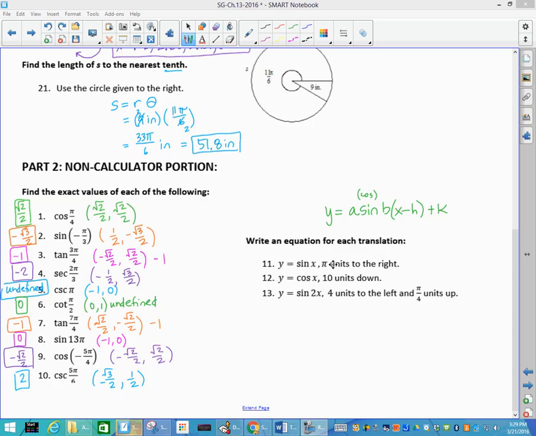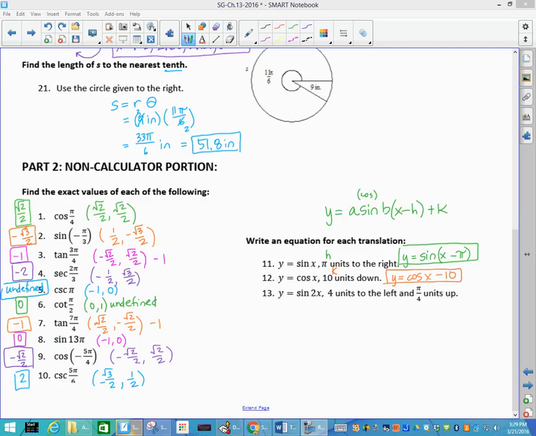So y equals the sine of x shifted pi units to the right. That means h is equal to pi. So y equals the sine of x minus h, and if it's horizontal with the x, then you have to have parentheses. Silly me, that's supposed to be a pi. That would be your function because h is equal to pi. Cosine 10 units down, so that's of course going to be my k value, which would be outside. So y equals the cosine of x, minus 10, not inside the parentheses.